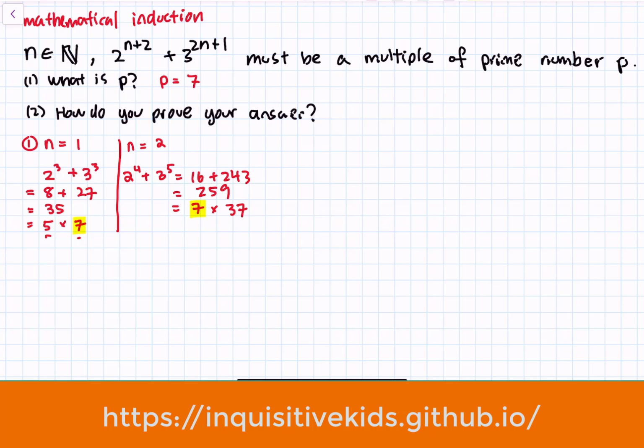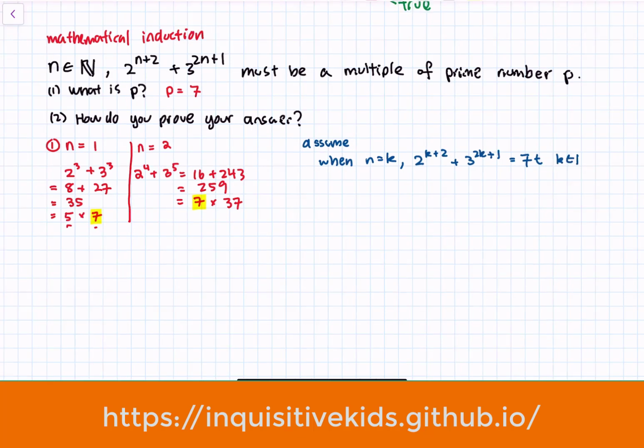Well, we can assume that when n is equal to k, where k is an integer, 2 to the k plus 2 plus 3 to the 2k plus 1 is equal to a multiple of 7. So let's say 7t. That is our assumption, that when n is equal to k, this statement holds true. So then we have to prove what happens when n is equal to k plus 1.